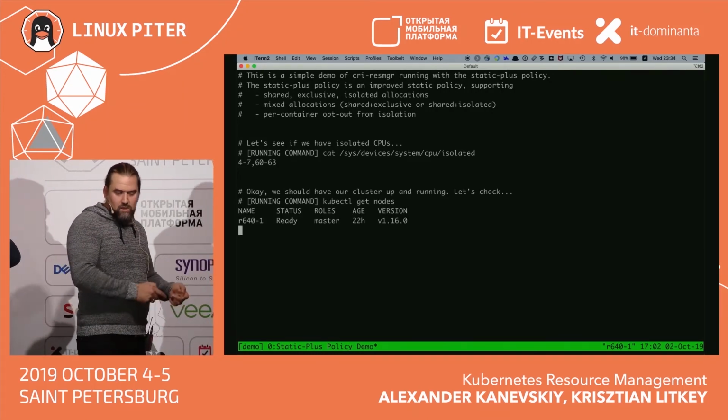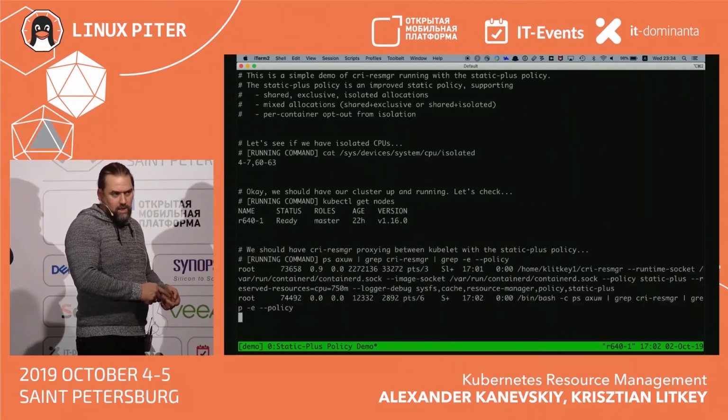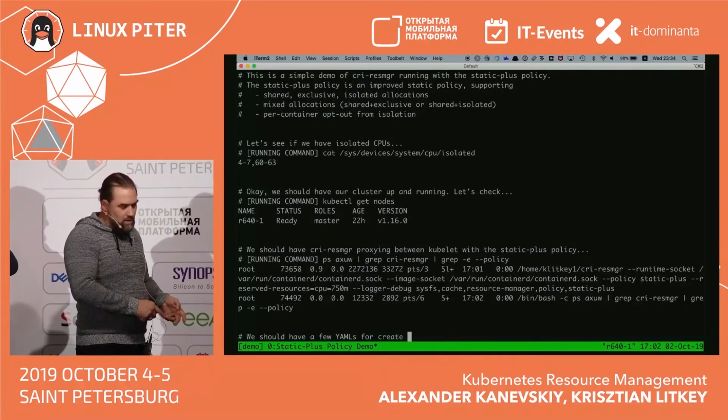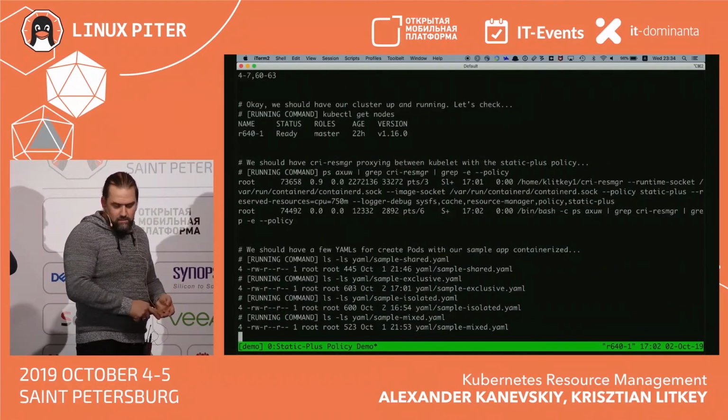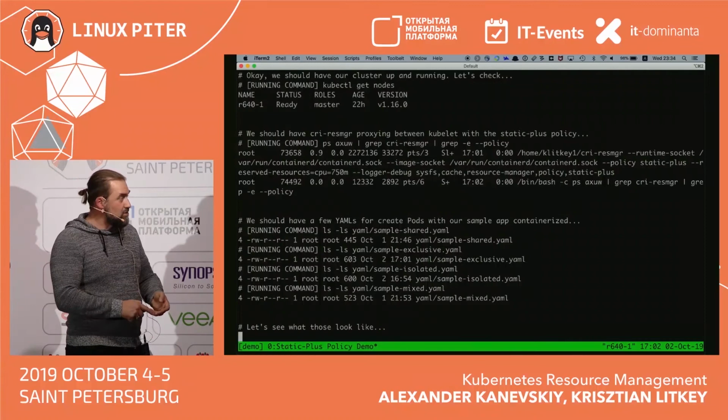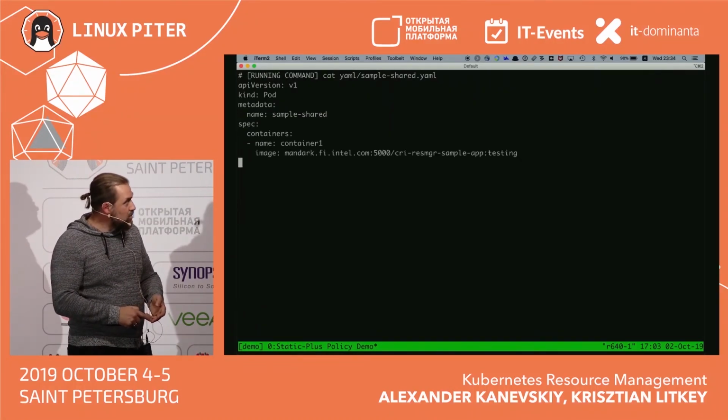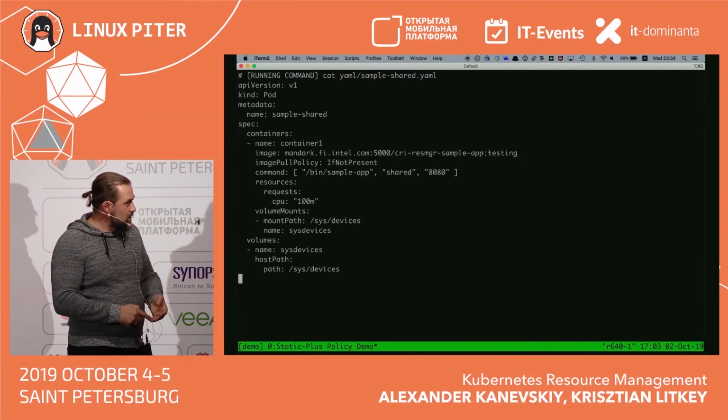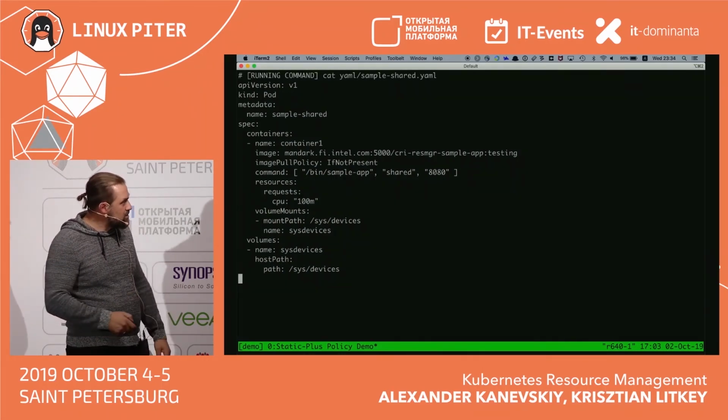Then exclusive, where you basically dedicate exclusive CPUs to a container. Then we take a look at the isolated one, which is equivalent to the exclusive one, but you are using kernel isolated CPUs. And finally, a mixed one, when you need a mixture of shared allocation and either exclusive or isolated ones.